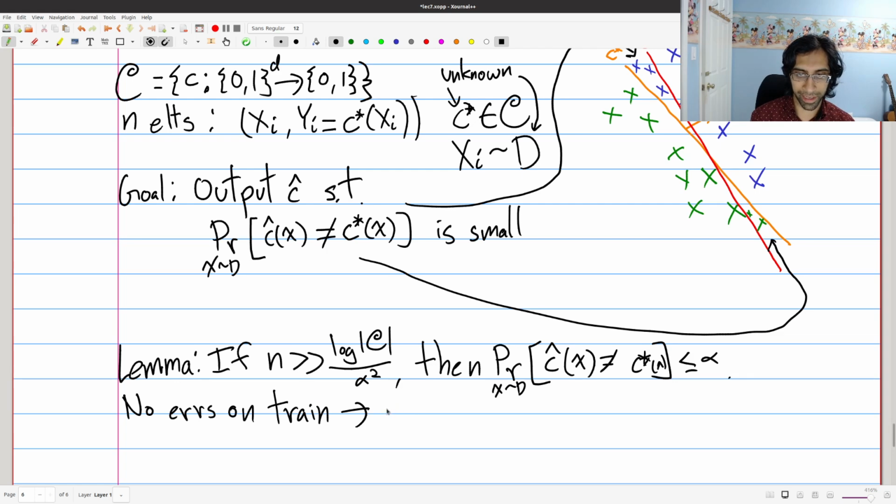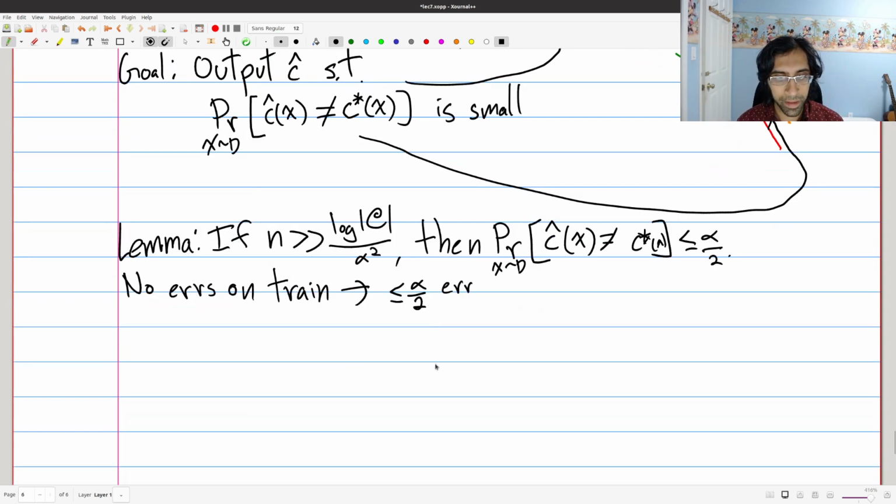implies that there's less than or equal to alpha error overall. In fact, for mysterious reasons, let's set this to be alpha over 2. It's not a big deal. You can just change a factor of 2 there. So the claim is that no errors on train will result in less than or equal to alpha over 2 errors on the population, as we sometimes call it. Meaning, if you drew a new sample from the distribution, that is the probability it would err.